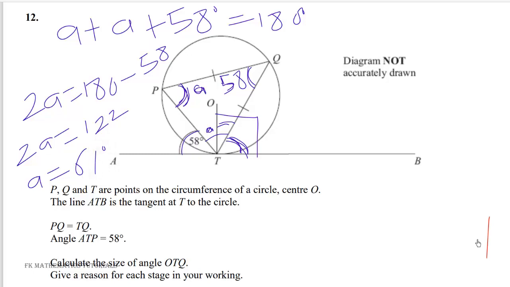So since this one is 61 degrees, we can find angle OTQ to be equal to 90 minus 61 degrees. And that will be equal to 29. Yes, because 29 plus 61 will give you 90.